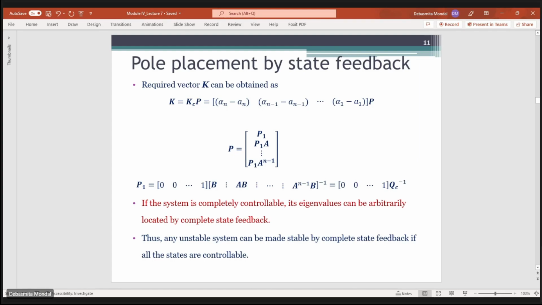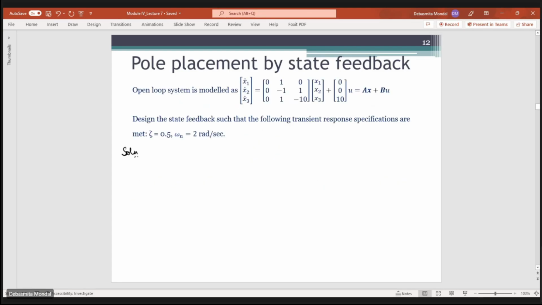Any unstable open loop system can be made stable by using complete state feedback if and only if all the states of the system are controllable. If this condition is satisfied, then we can choose the state feedback gains in such a way that you can make an unstable open loop system into a stable closed loop system. That means you can place the eigenvalues of the system at particular positions in order to make the overall system stable, or to satisfy some given criteria for the output of the system.